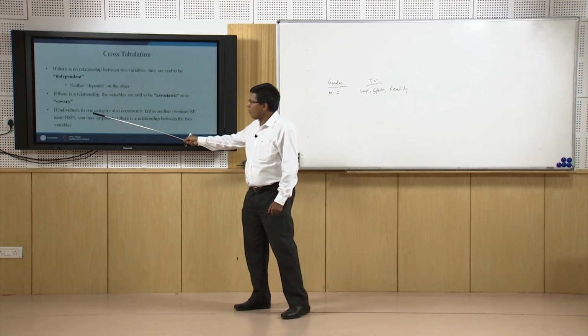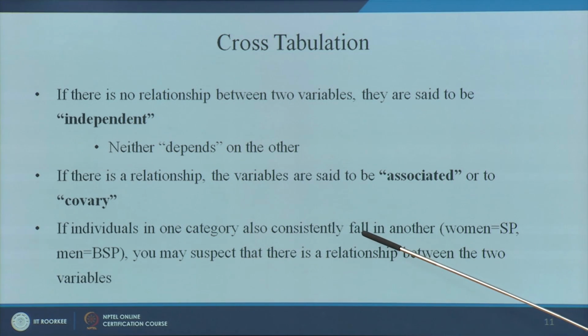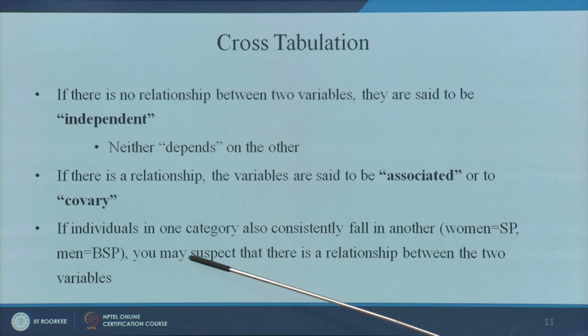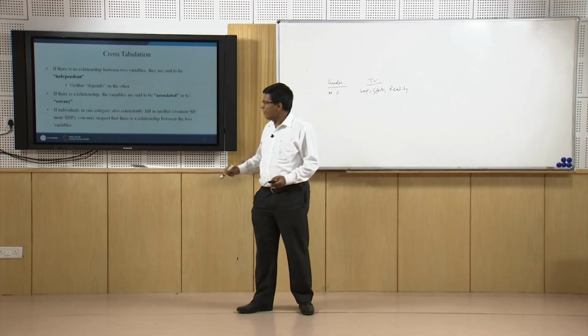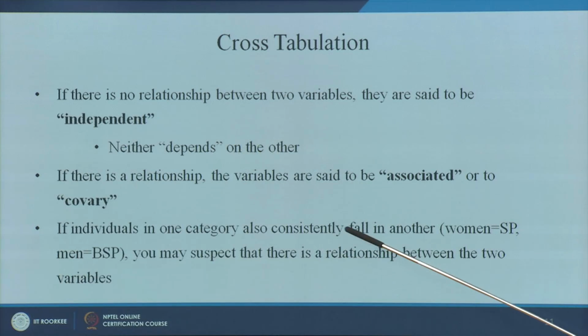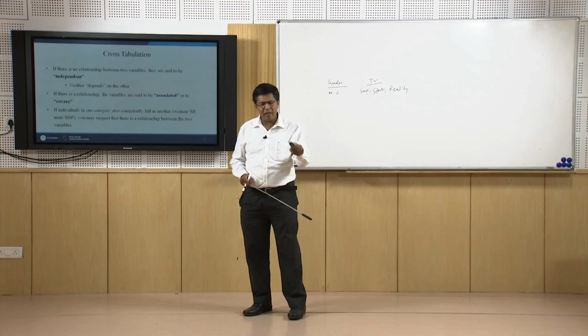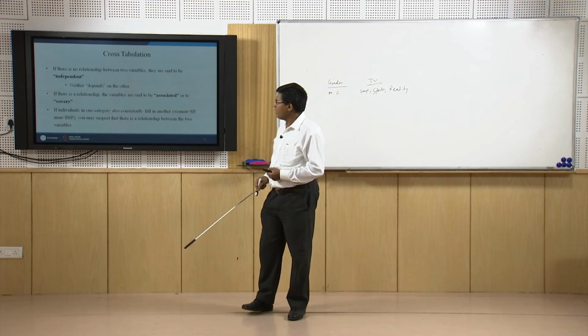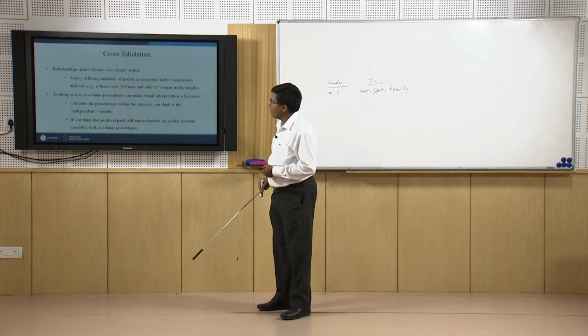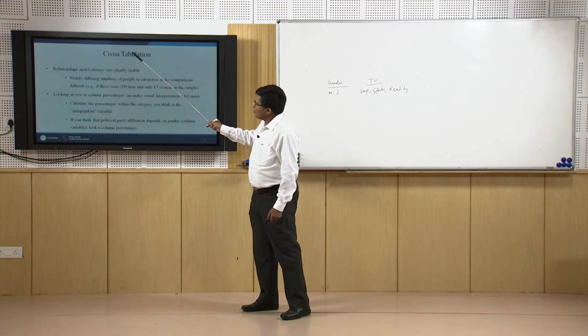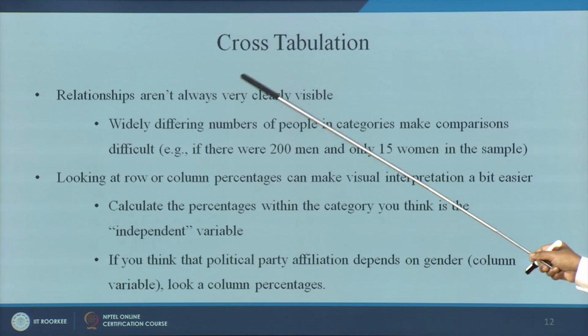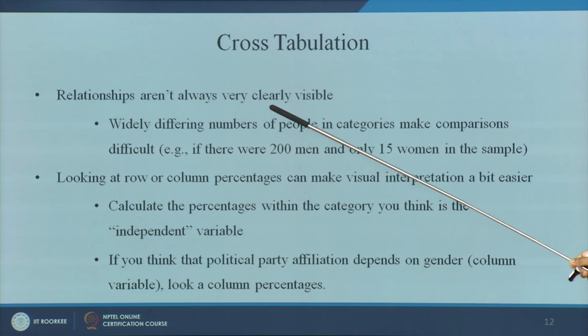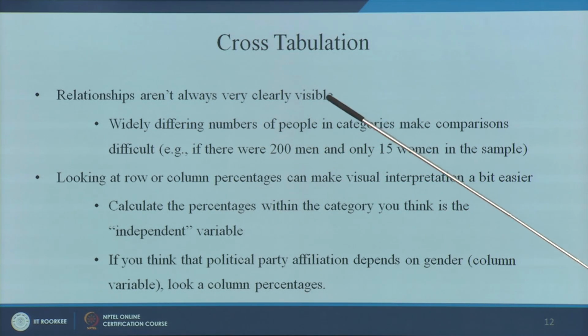If individuals in one category also consistently fall in another, for example women equal SP and men equal BSc, you may suspect that there is a relationship between the two variables. That means if individuals are visible in both the places, then there is a relationship between the two variables, right. Now cross tabulation says relationships are not always very clearly visible, right.